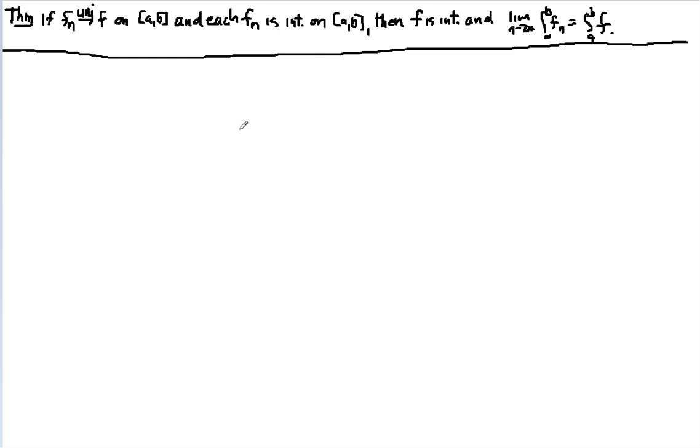We're going to prove that if a sequence of functions converges uniformly to f, and each f sub n is integrable on [a, b], then f has to be integrable, and the limit of the integrals is equal to the integral of the limit. The fact that f is integrable has already been done earlier, so we're just going to assume this part. I'm just going to prove that the limit of the integrals is the integral of the limit.